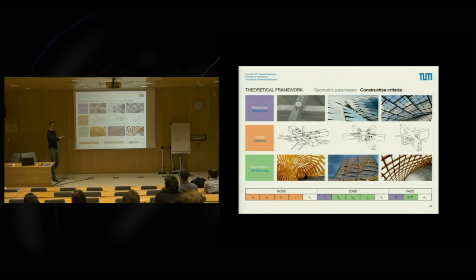So you can use a flat piece and just form it to whatever curvature you need to. And so what you see down here are my geometric parameters, and you see that these criteria directly relate to these geometric parameters. The tolerance is able to verify length or shape. The hinges are able to verify all the angles in the node, and the deformation is able to verify all the curvature of faces and edges.